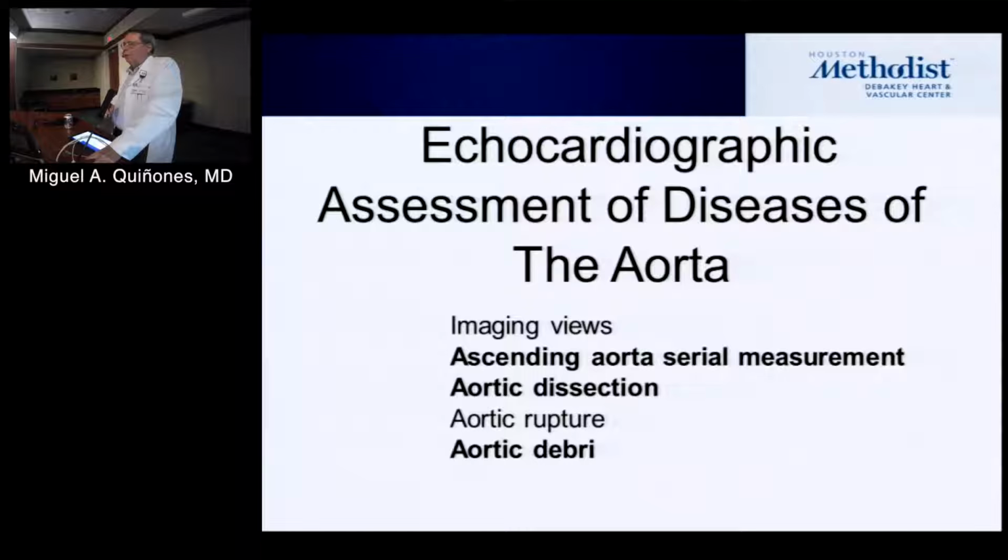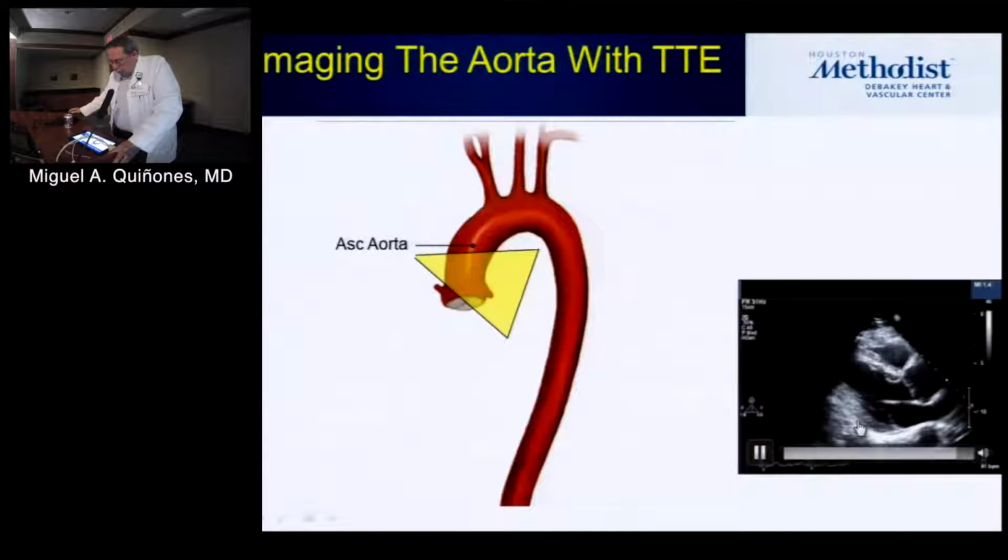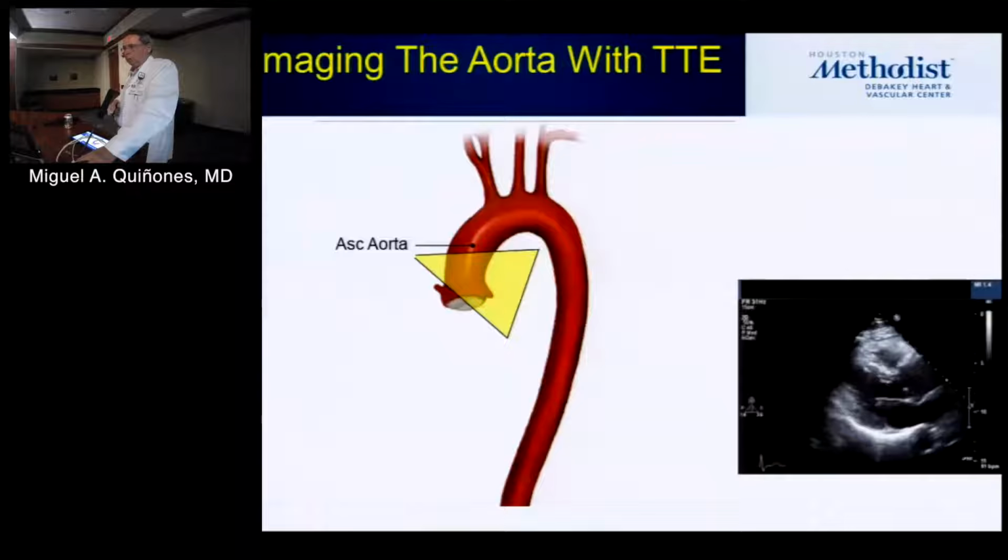So talking about the views, this is your traditional parasternal long axis view. Of course, you see the aortic root, and you might get to see up to the sinotubular junction. And that's about it. If you're concentrating on seeing a good heart, that's about as much as we see of the aorta. And that's the view that 99.999% of the time our sonographers would get for us.